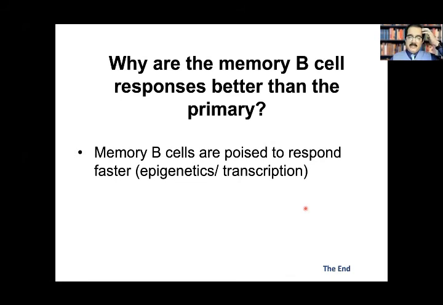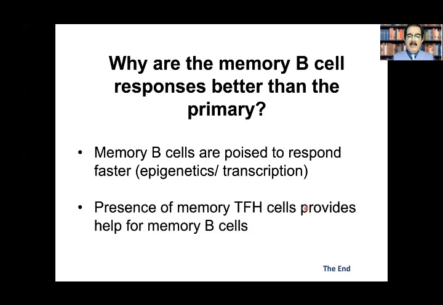The answer is no, because memory B cells work because they are epigenetically and transcriptionally distinct from the naive B cell, so that they can respond much faster. They can differentiate faster. They have all the things ready to go, and they're wired to respond much faster. Okay, and most importantly, you need helper T cells, memory helper T cells, in order for a memory B cell response to work.